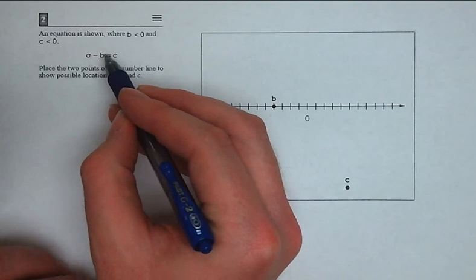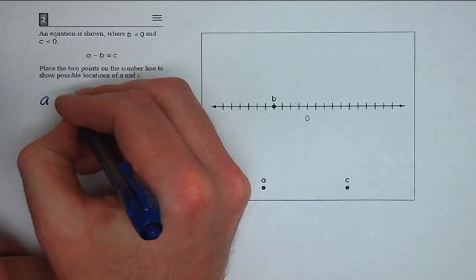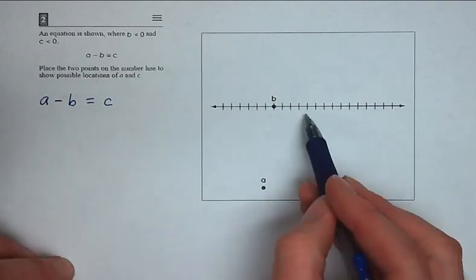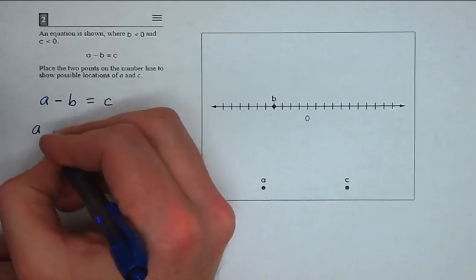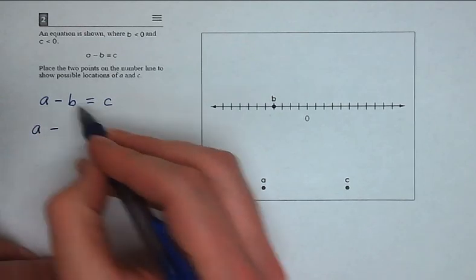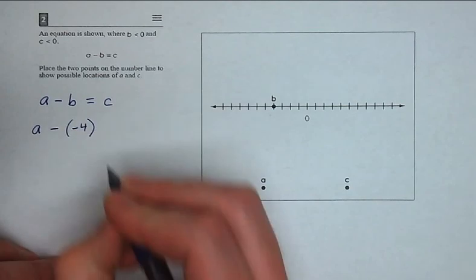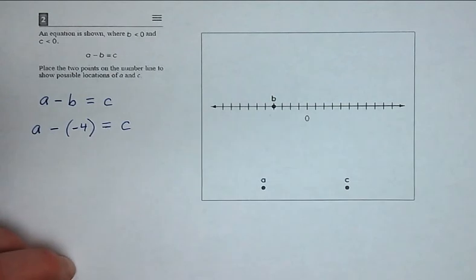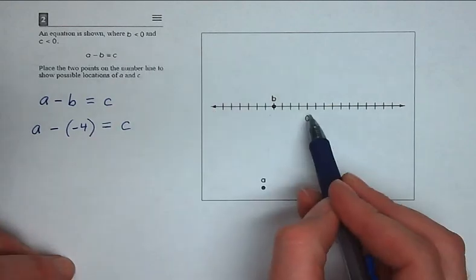So I'm going to rewrite this entire equation down here, a minus b equals c. We said that b equals -4. So we'll bring a down, can't do anything with that, bring the subtraction sign down, but b equals, as we said, -4. So we'll substitute -4 in for b, bring your equal sign down, bring c straight down as well. So now we need to think, okay, what else do I know? I know that b is less than 0, b is -4.